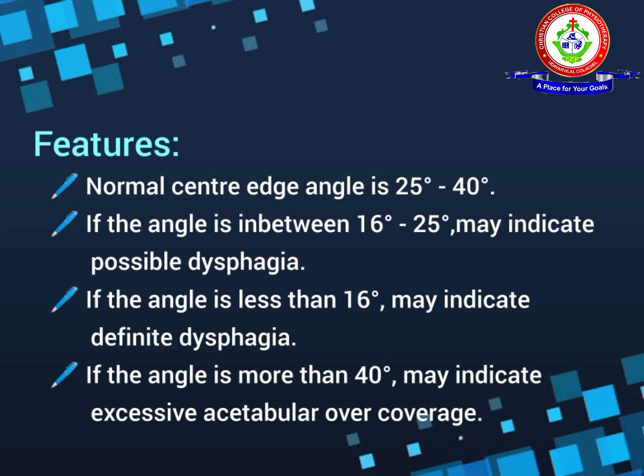Features of center edge angle. Normal center edge angle is 25 to 40 degrees. If the angle is between 16 to 25 degrees, it may indicate possible dysplasia. And if the angle is less than 16 degrees, it may indicate definite dysplasia. And if the angle is more than 40 degrees, it may indicate excessive acetabular overcoverage.